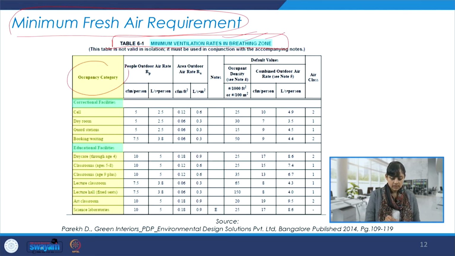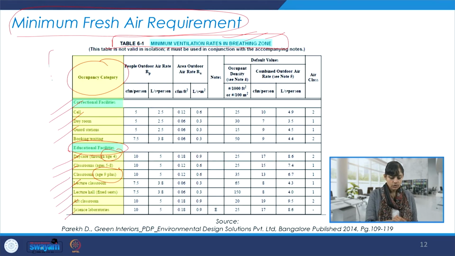So let's say there are these occupancy categories, and there are some correctional facilities such as cell, day room, guard stations, waiting or booking areas. Then there are educational facilities such as daycare. Even the age bracket is identified and defined here. So age 4, classrooms ages 5 to 8, classrooms for ages 9 plus, lecture classrooms, lecture halls, art classrooms, science laboratories.